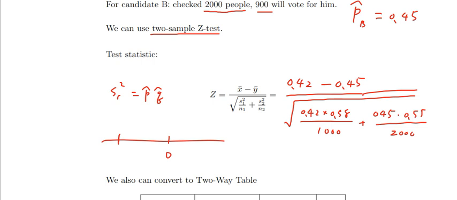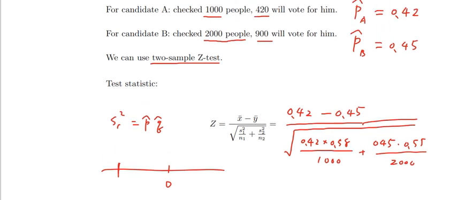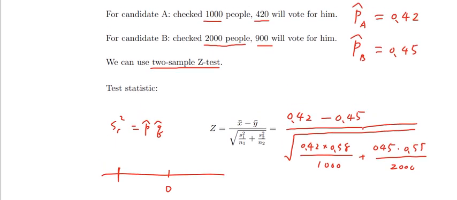So for the critical value, we also have one tail or two tails. We need to check one side or two sides. Here, one tail or two tails is up to us. So how can we determine one tail or two tails? This depends.